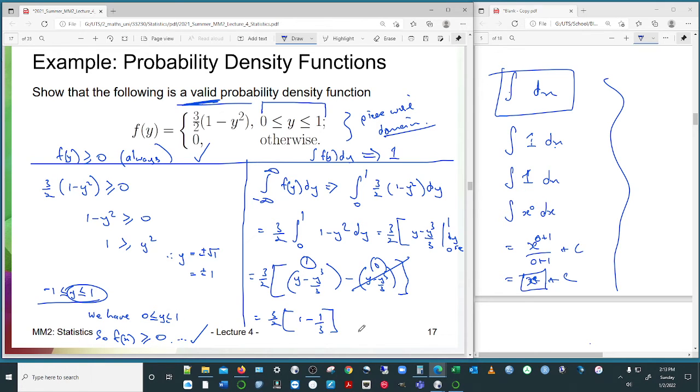So 1 minus 1/3 is going to be 3 on 2. I haven't got my camera on, so you're not seeing me hold my head. 1 is 3 over 3 minus 1/3, so it's 2/3, so 3 on 2 times 2/3, which is equal to 1. Ta-da! So we've now met the second condition to show that it was a valid probability function. Very good. Thank you.